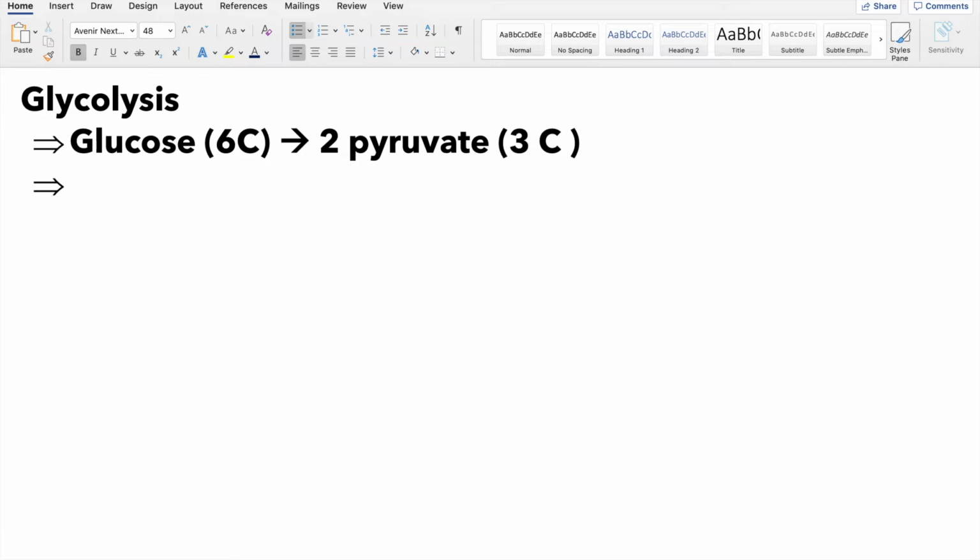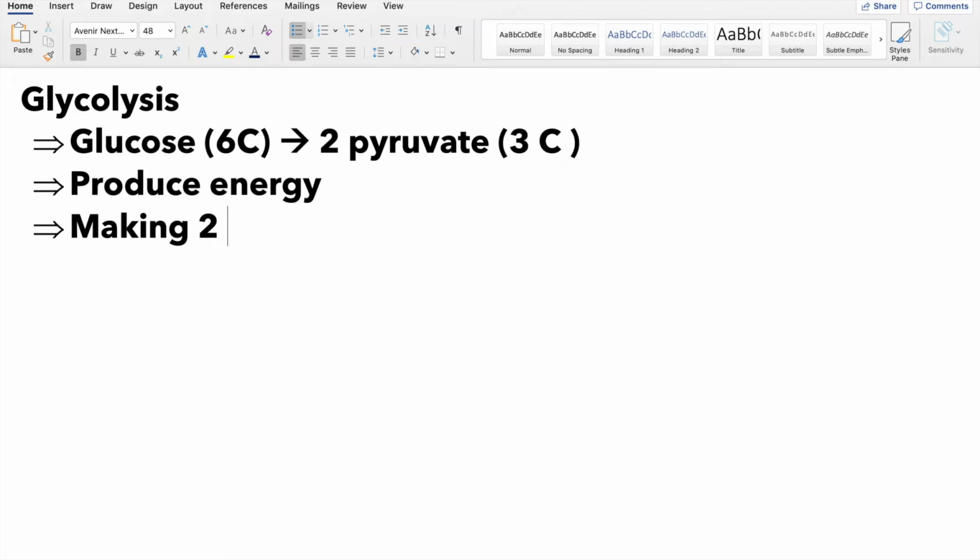So the overall purpose of glycolysis is to produce energy. And we essentially are making ATP. And we're making 2 net ATP. And you're going to ask, why net? So basically, glycolysis requires that we put in energy as well. But we also get energy out of glycolysis, and we end up getting more energy out than we put in, which gives us our 2 net ATP.